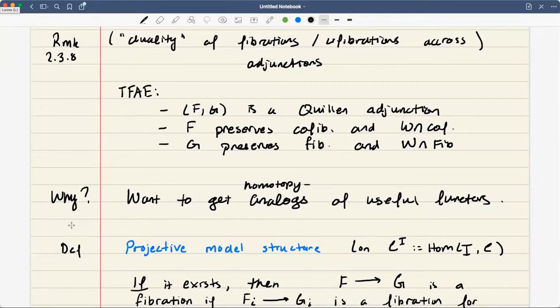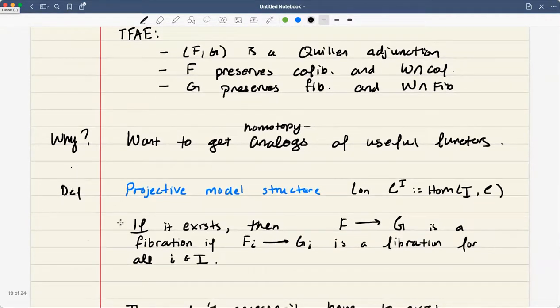So again, what was the point of all of this? The point was that we want to derive useful functors to hopefully get a homotopy theory analog of useful functors. And for example, like the limit functor, I was showing before that limits and colimits are not really preserved, but maybe we can find some analog.